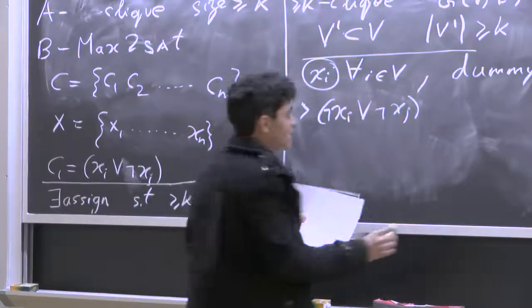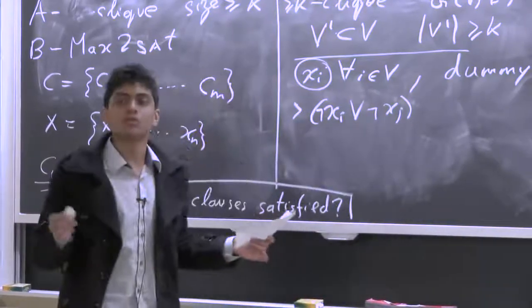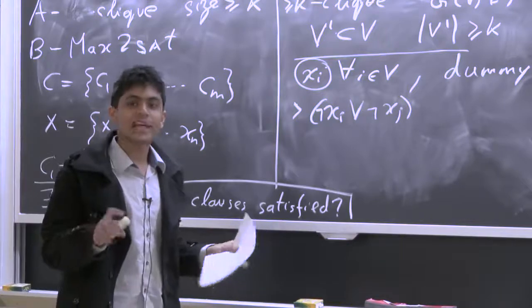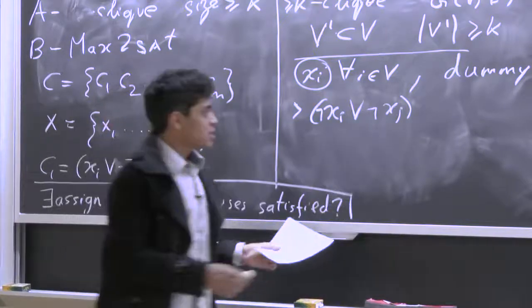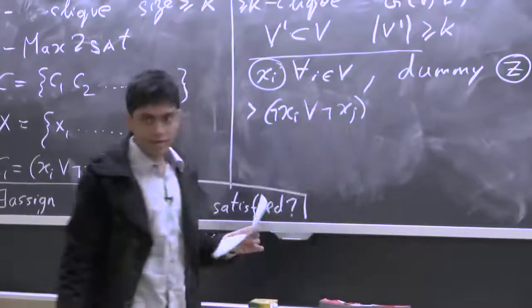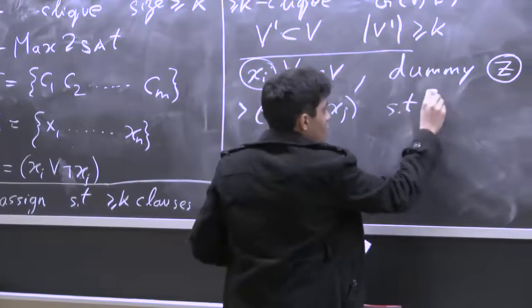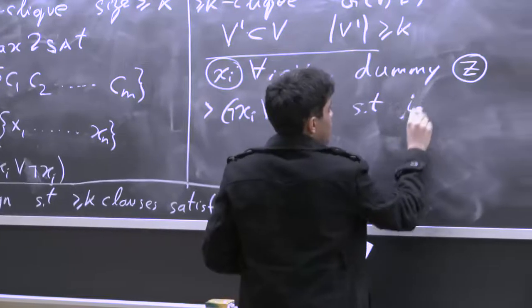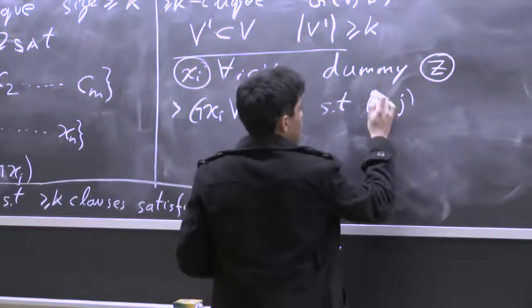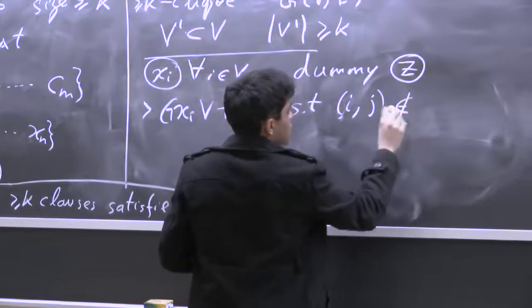So we're trying to maximize the number of true clauses in some sense. This is a hand-wavy explanation of why we're using this clause. So instead of taking all of the xi, xj pairs, we just take xi, xj such that i comma j is not an element of E.